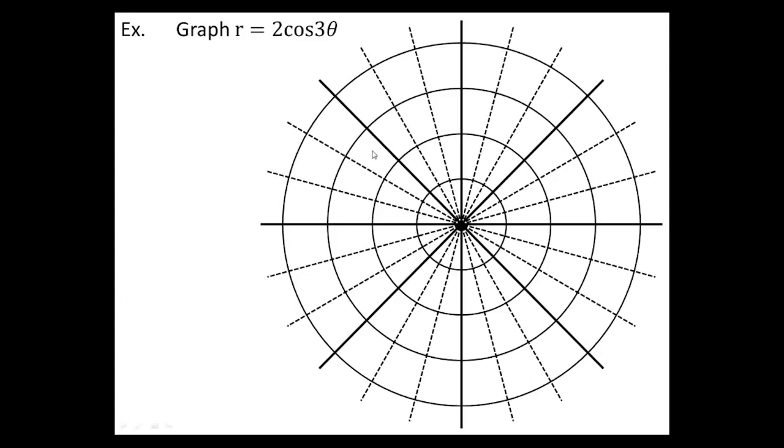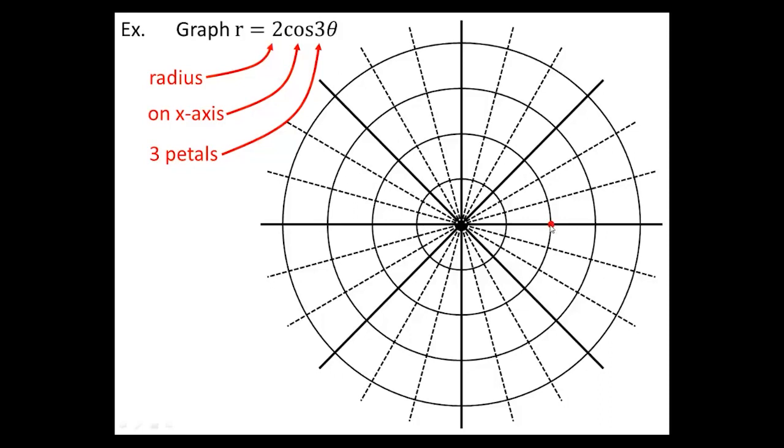Alright, the first example, r equals 2 cosine of 3 theta. So we have 3 petals. Since the n value is odd, we don't have to double anything. That's just how many petals we have. The 2 represents our radius, and the fact that it's cosine tells me I'm on the x-axis. So I will start my first petal on the x-axis at x equals 2. Alright, so there's my first petal.